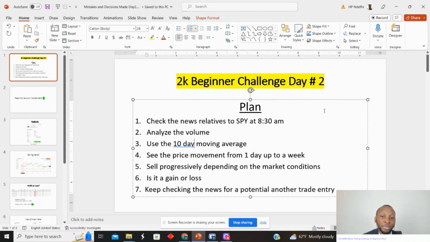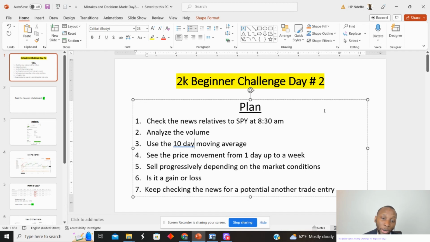I will also be selling progressively, depending on the market condition. Yes, this is a new term, selling progressively. What does that mean? I will not be selling everything at the same time. If I say, okay, this is an opportunity, maybe I may break even, or maybe I could get some profit already, instead of taking the entire risk and carrying all my contracts. Remember, I'm not using stop loss right now.